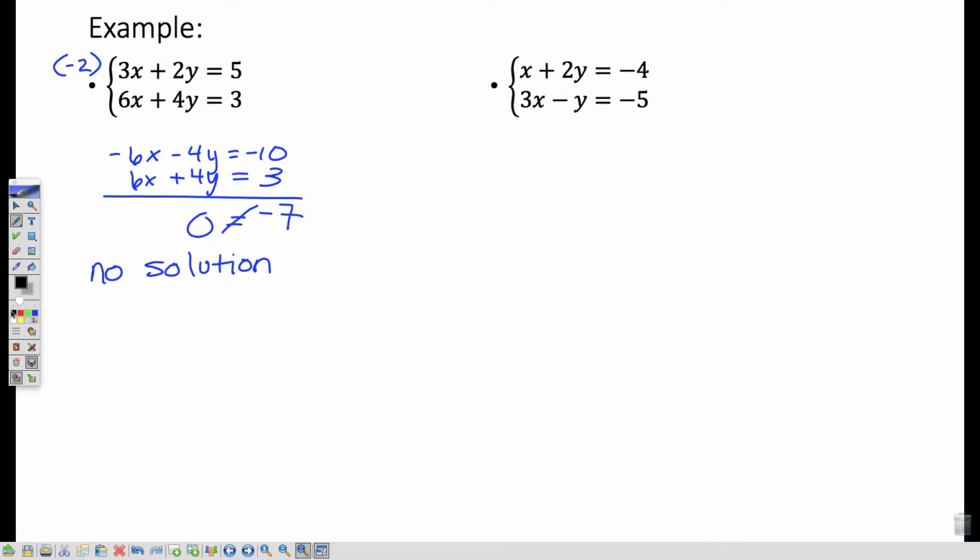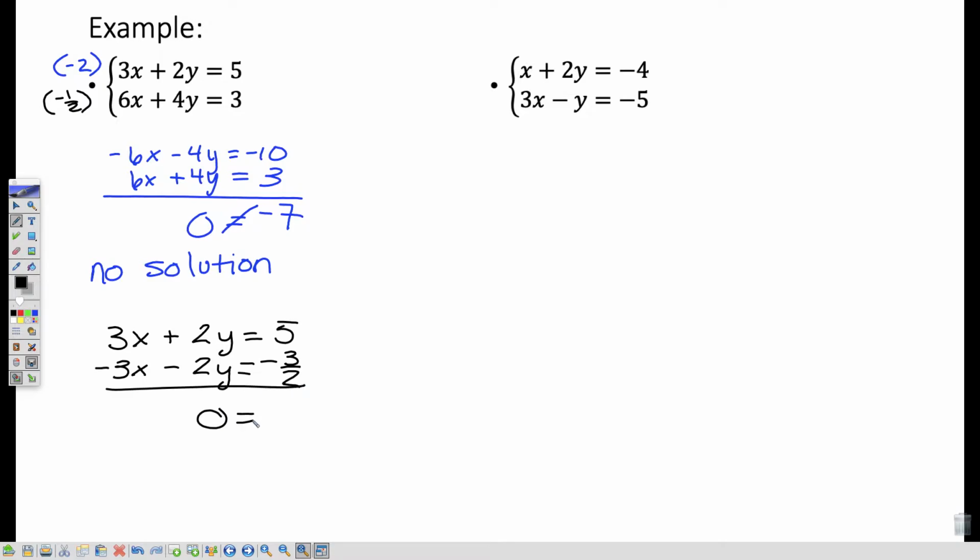Now, what would have happened if I had taken negative half of the other one? You would have 3x plus 2y. So if I did negative half, I would have negative 3x minus 2y equals negative 3 over 2. Well, I still would have got 0, yes.